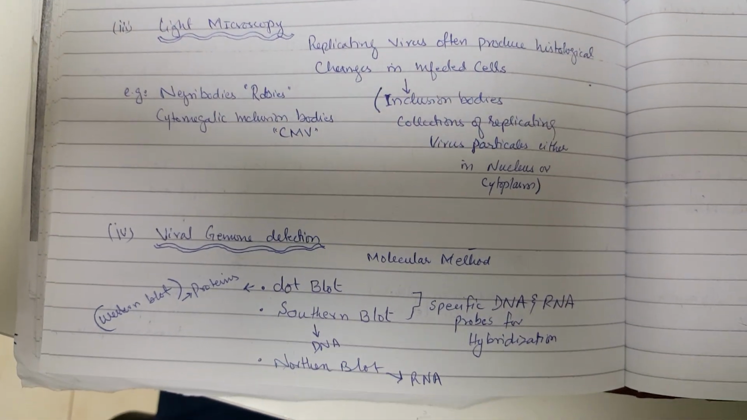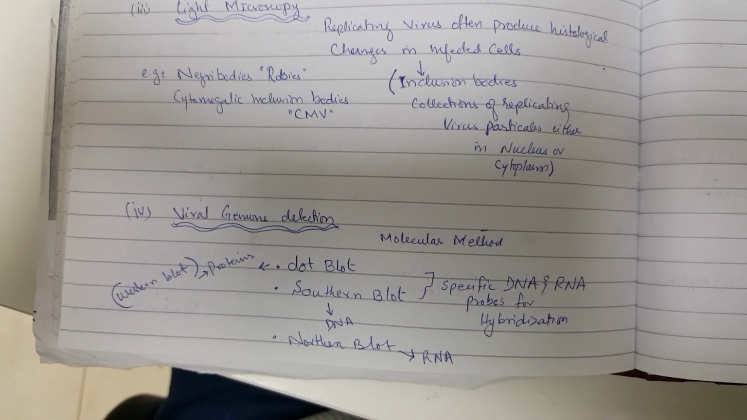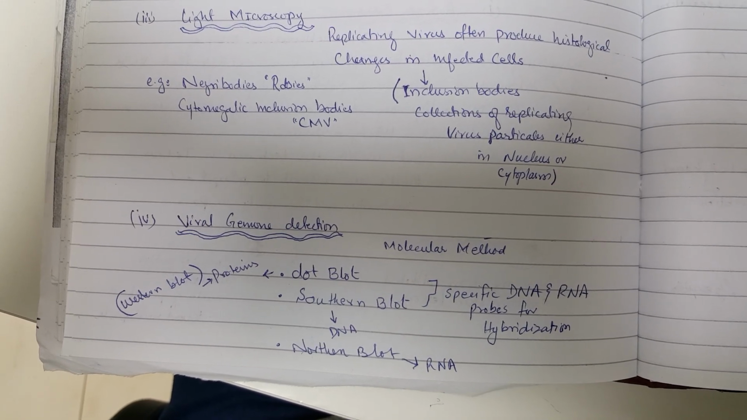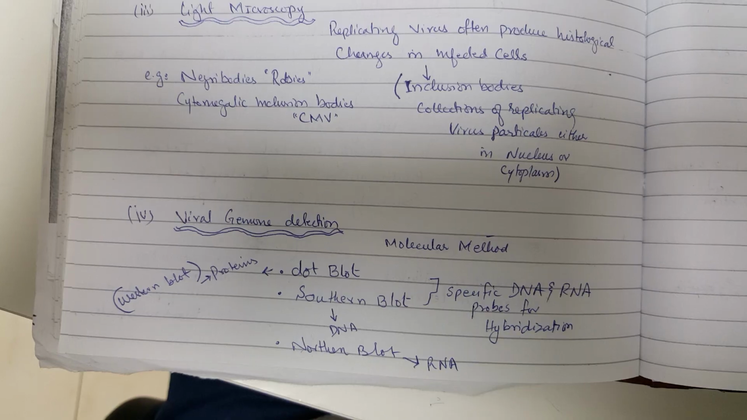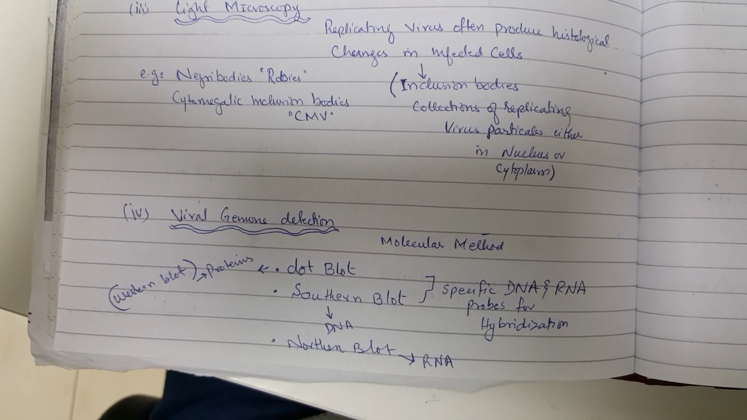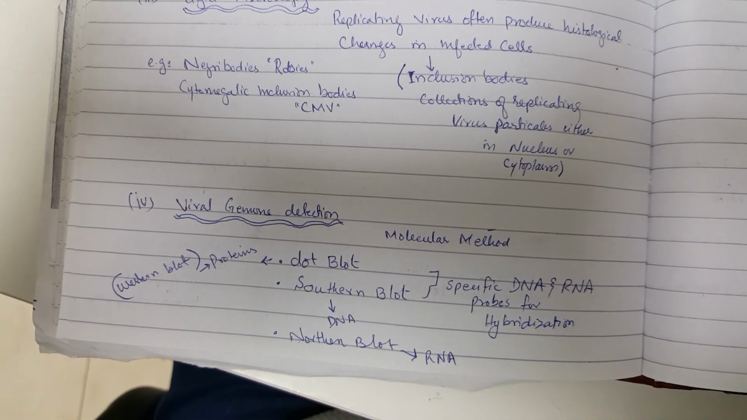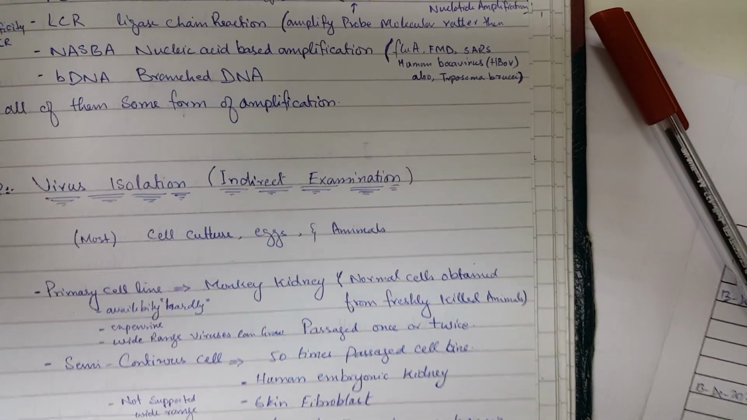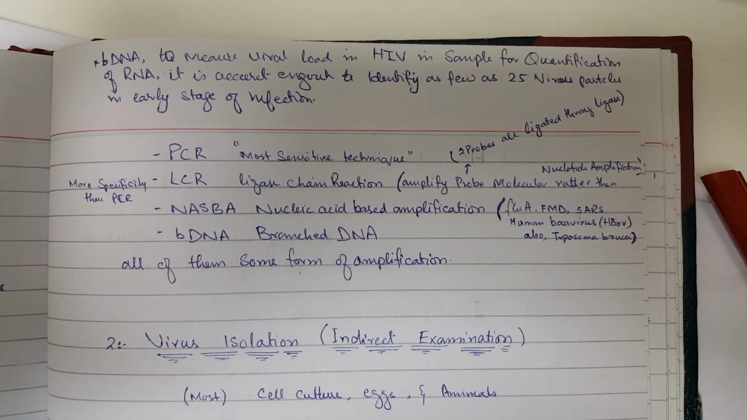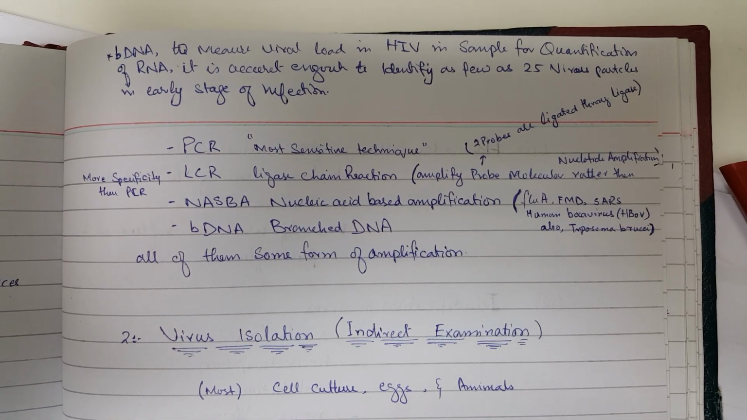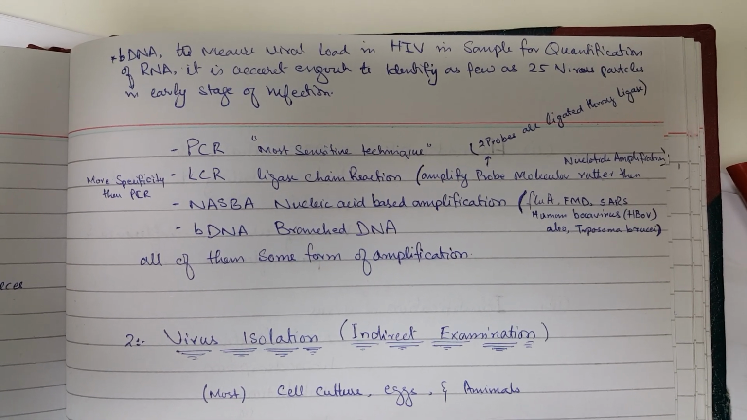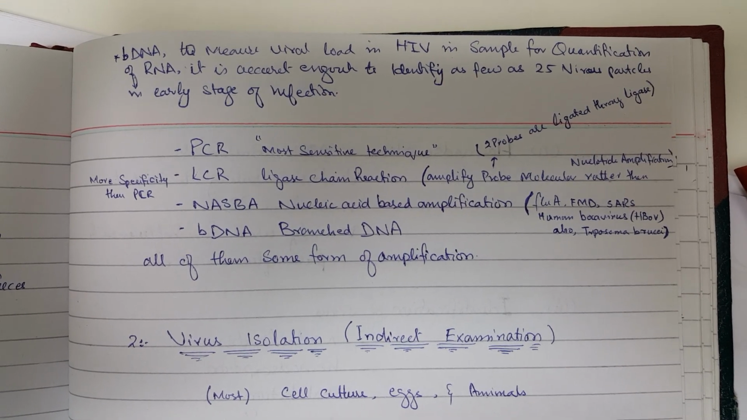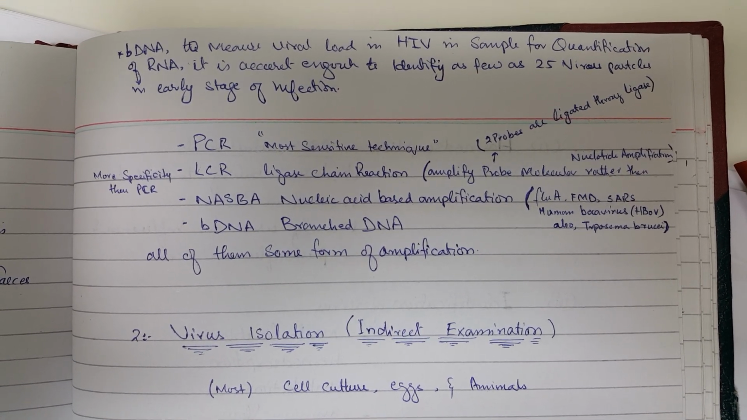Viral genome detection uses molecular methods. The dot blot is mostly used for protein, also called the Western blot, and the Southern blot uses specific DNA and RNA probes for hybridization, and the Northern blot is most widely used for RNA. The PCR is the most sensitive technique. Ligase chain reaction amplifies the probe molecule rather than the nucleotide. Two probes are ligated through the ligase enzyme. It's more specific than the PCR.